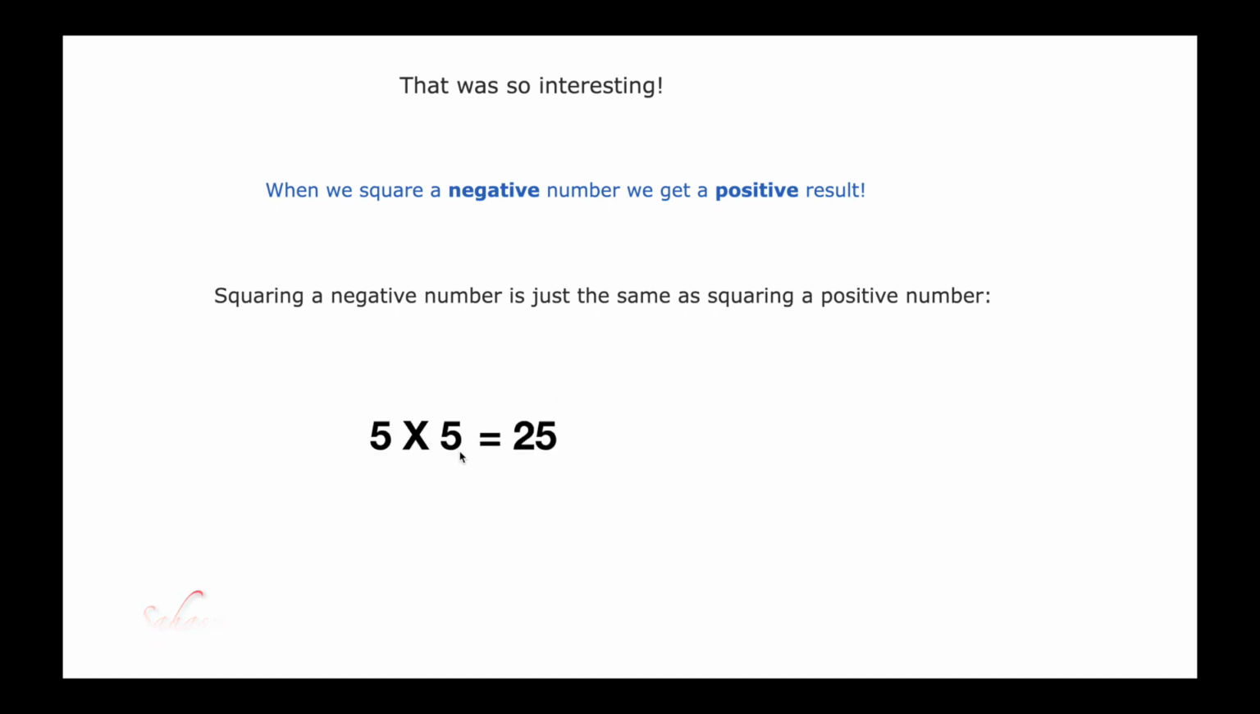5 times 5 equals 25. And minus 5 times minus 5 equals 25. See, it's the same answer. Isn't that cool? Every square number is a positive number, even when you multiply negative numbers to find that result. That is really cool.